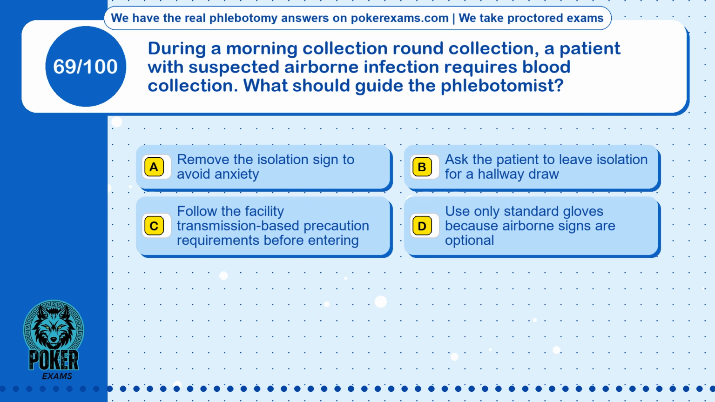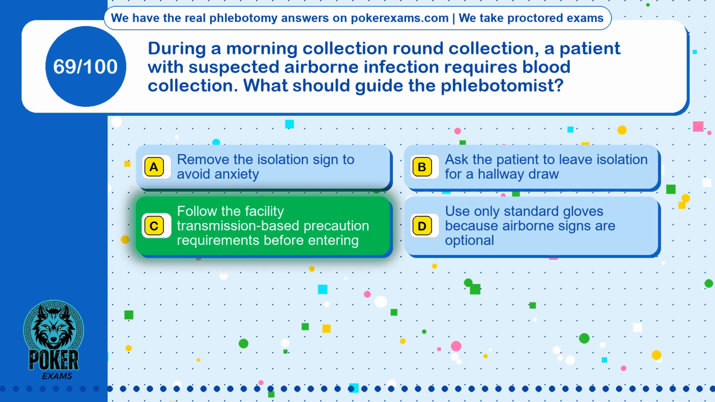Question 69. During a morning collection round, a patient with suspected airborne infection requires blood collection. What should guide the phlebotomist? Option A. Remove the isolation sign to avoid anxiety. Option B. Ask the patient to leave isolation for a hallway draw. Option C. Follow the facility transmission-based precaution requirements before entering. Option D. Use only standard gloves because airborne signs are optional.